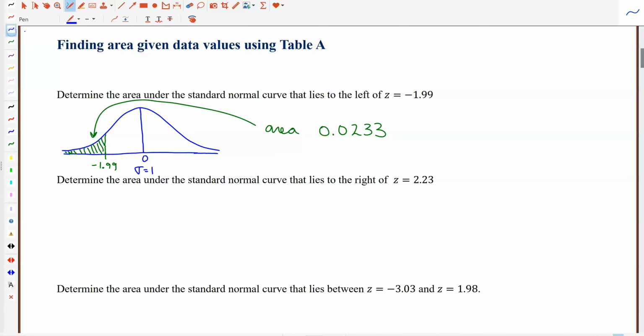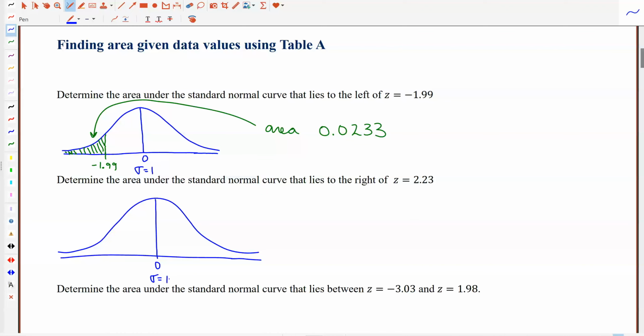Now let's try this again, but what if, on the next example, I change it up, and I don't want you to find the area to the left, I want you to find the area to the right. So on the next problem it says determine the area under the standard normal curve that lies to the right of z equal to 2.23. So again, sketches are very helpful. So I'm just going to sketch a normal curve. I'm going to label my mean 0, and I record my standard deviation as being 1 right underneath that.